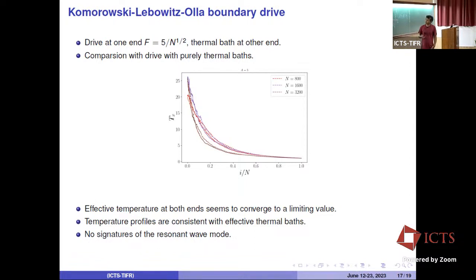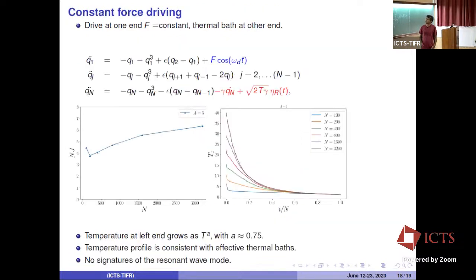The other question that one might think about is what happens if I didn't put this square root n factor. In that case, what you find is that you still get Fourier's law. The current eventually goes as 1 over n, so n times j saturates to a constant value. But in this case, you find that as you take longer and longer chains, the system heats up at the left end. So the effective temperature keeps going up. It doesn't really saturate to some constant value.